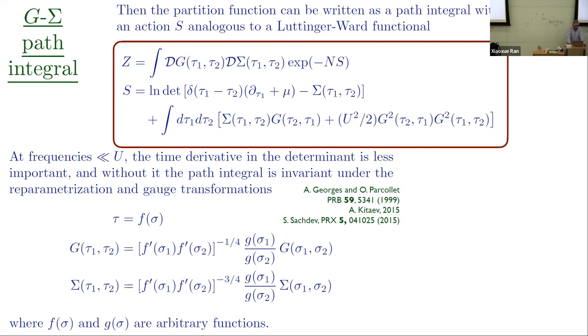This is again relatively easy to check. If I take this bilocal function, G of tau and sigma of tau, and make tau a function of sigma, so I'm going from one time coordinate tau to a new time coordinate sigma, then in the new time frame sigma, I have new Green's functions G and sigma, which are related to the old Green's function by derivatives of this time reparameterization. And these powers are very closely related to the powers that we found here. Forget about little g, that's the gauge transformation, that's not important for now. So that's a huge symmetry of this theory when you ignore these UV terms that are irrelevant in the low energy limit.